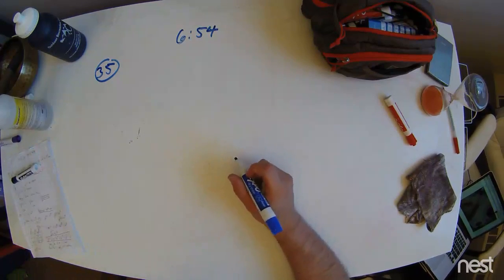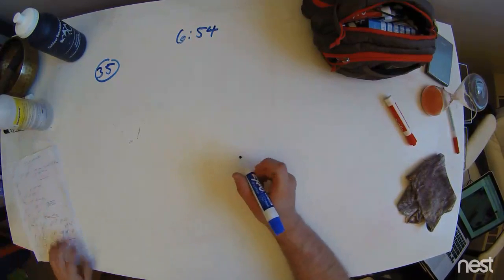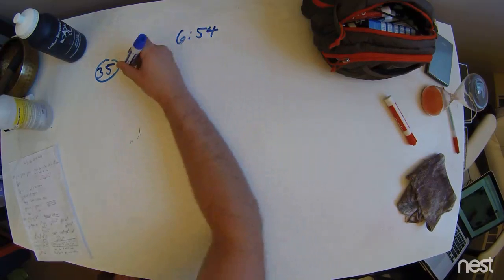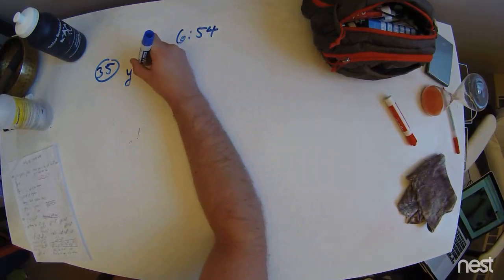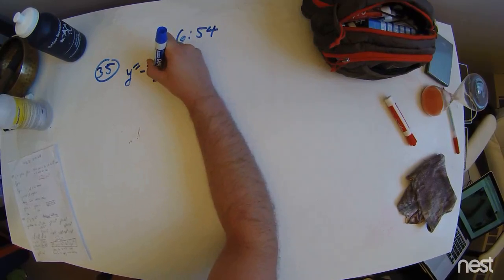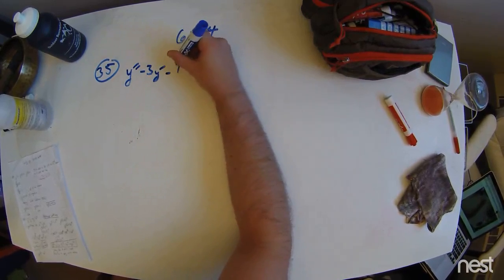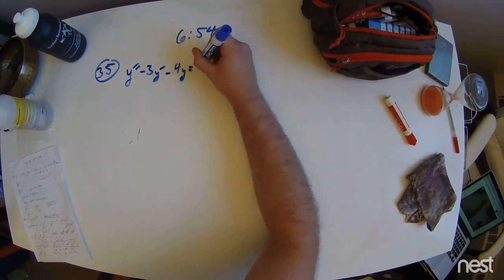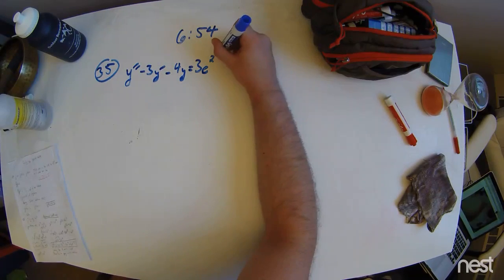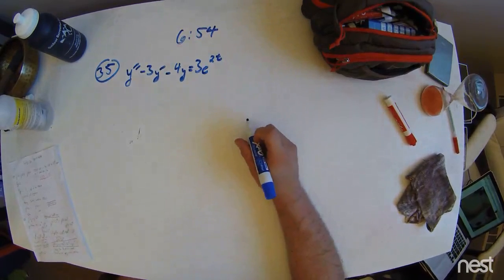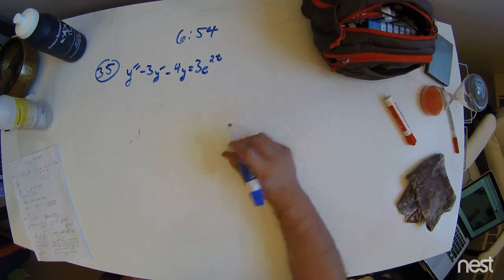Alright, so problem 35's statement is simply this: y double prime minus 3y prime minus 4y equals 3e to the 2t. Now, the way I'm going to solve this problem is through undetermined coefficients.